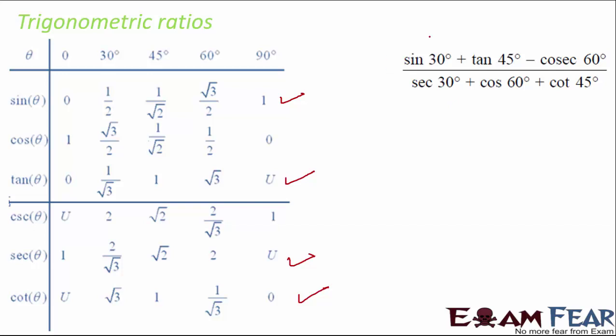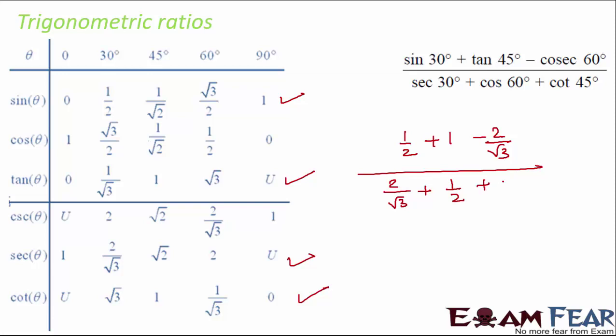So let's say this is a trigonometric identity and you need to solve it. So sine 30 degree is 1 by 2, tan 45 degree is 1, cosec 60 degree is 2 by root 3, divided by sec 30 degree is 2 by root 3. Cos 60 is 1 by 2 and cot 45 is 1. So when you solve this, you get 3 by 2 minus 2 root 3 divided by 3 by 2 plus 2 by root 3.